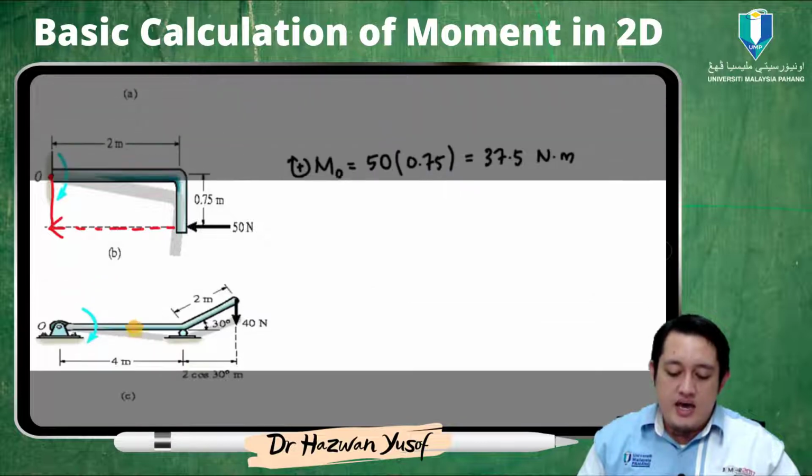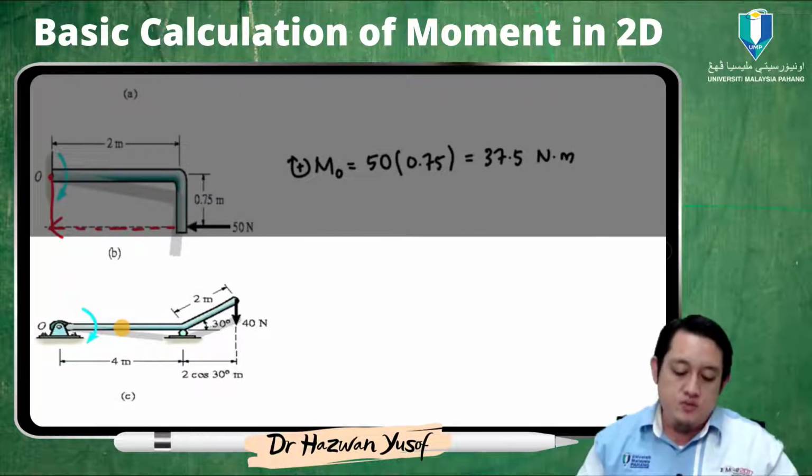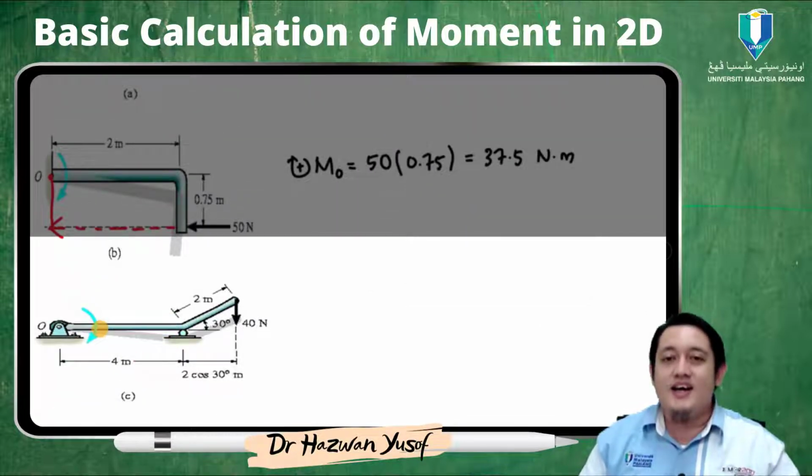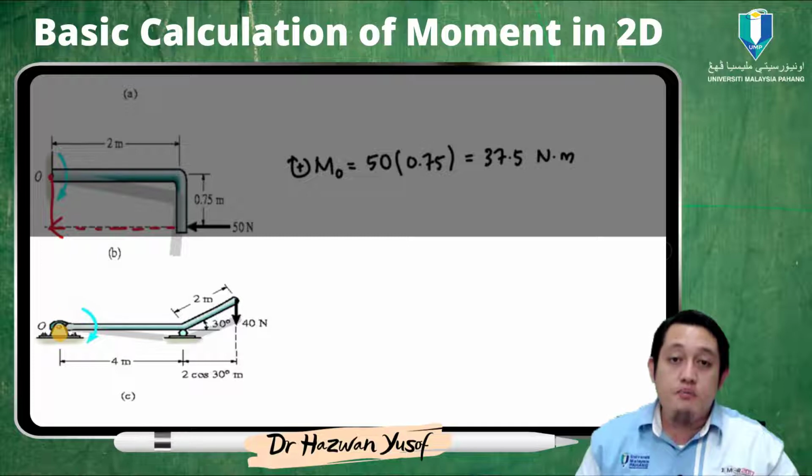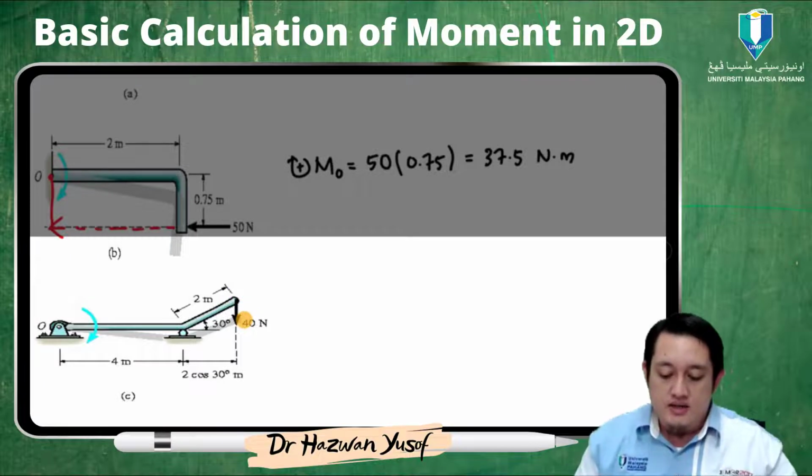Okay, let's look at this figure C here. They change the shape a little bit. We still have the same rotation at point O here. And then we have a force of 40 Newton pointing downwards. And then we have this one here.